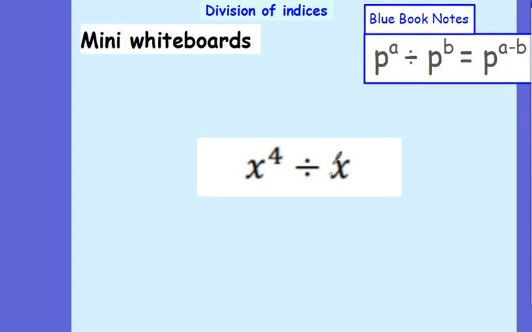Right, let's go through it. I can write x as just x to the power of 1. It means the same thing. So now I've got x to the power of 4 take away 1, which gives me x to the power of 3.